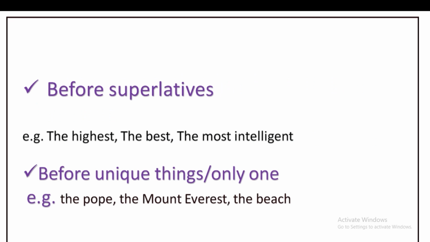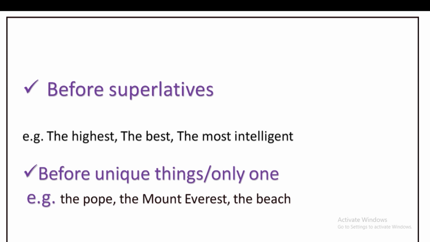The is also used before superlatives. Superlatives are adjectives: high, higher, highest. If you remember the degrees, in the third degree, that is the superlative: the highest, the best, the most intelligent, the tallest building in the world, the best boy in the world, the highest mountain. So, whenever we are using a superlative, the most intelligent person, the most beautiful lady, we use the before them.